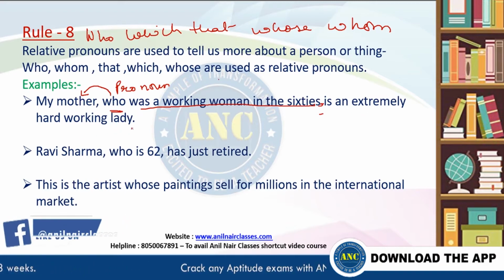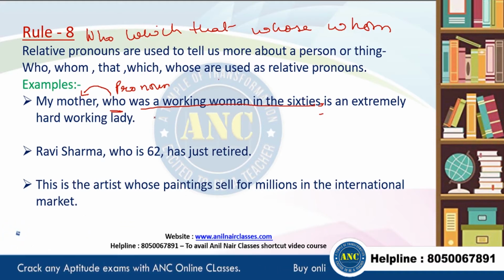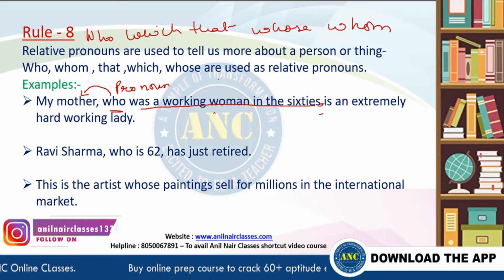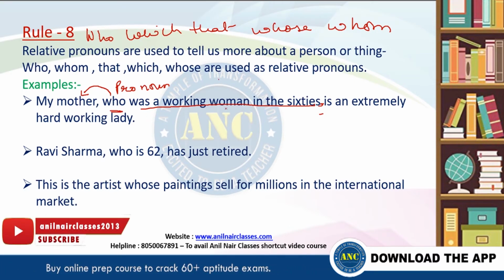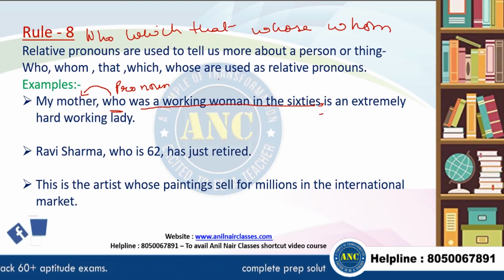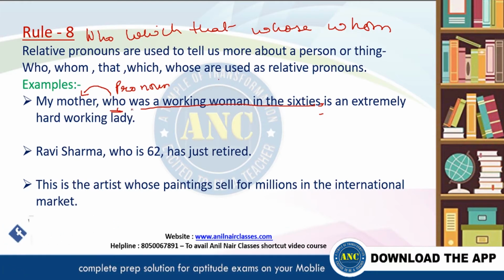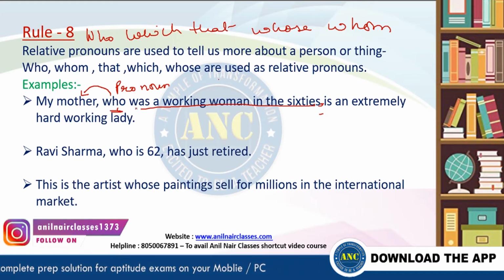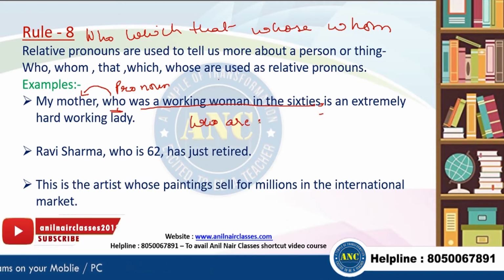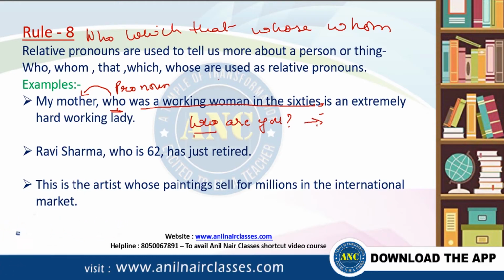But how? What is the proof over here? What exactly is the information I'm giving to support that, or telling you more about my mother? It is that she was a working woman back in the 60s also, right? And how is this information joined? It is joined with the help of who. However, you remember that the same word who could be used as an interrogative pronoun also. If I say, who are you? I'm asking a question. Now in this sentence, who is an interrogative pronoun.